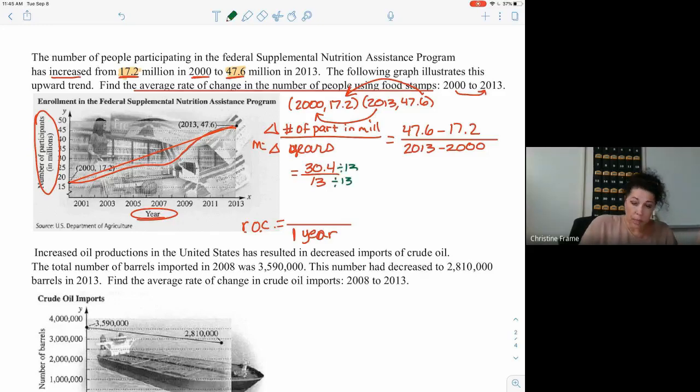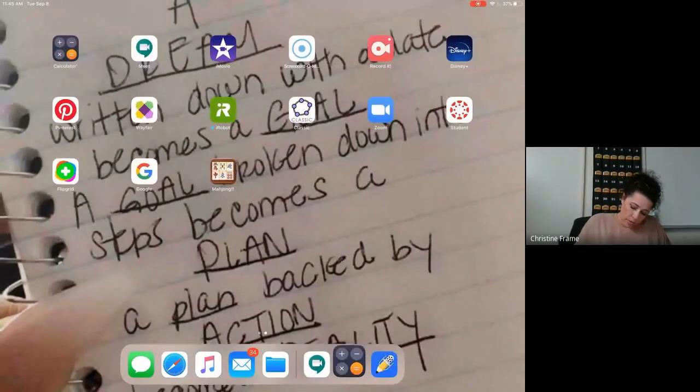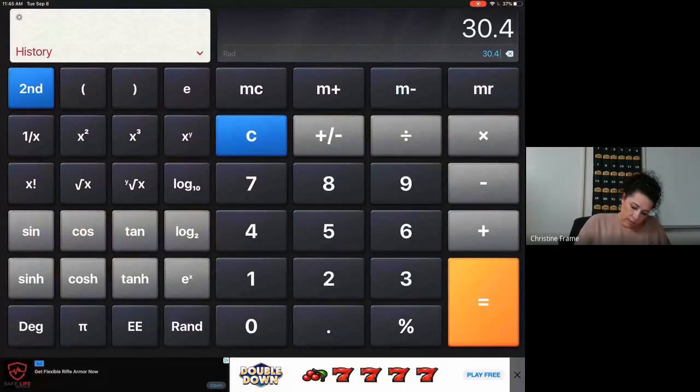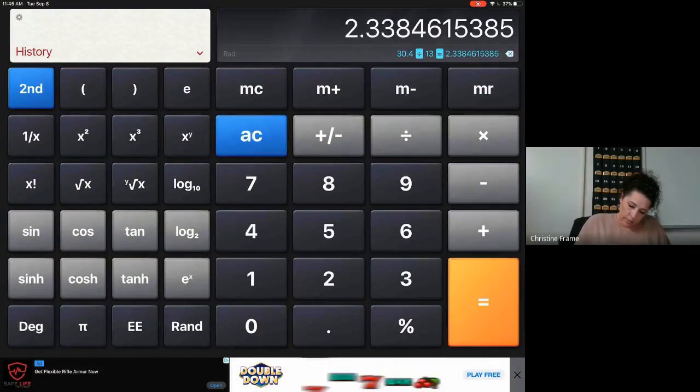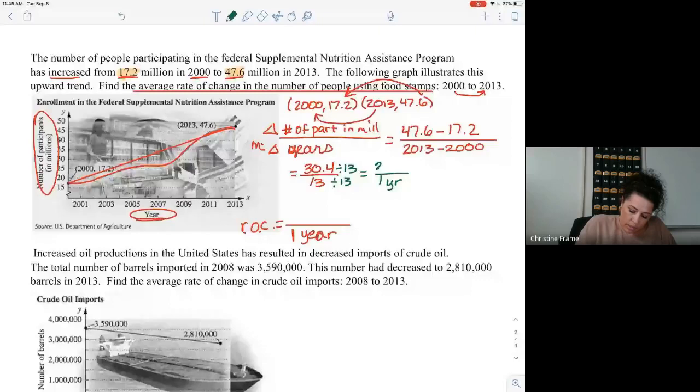We want the bottom to say 1, so we're just going to divide the top and the bottom by 13. So that's 1 year. And so we'll get out our calculator again, and we'll just go 30.4 divided by 13, and that's 2.338. So we're going to go at 2.338 million.